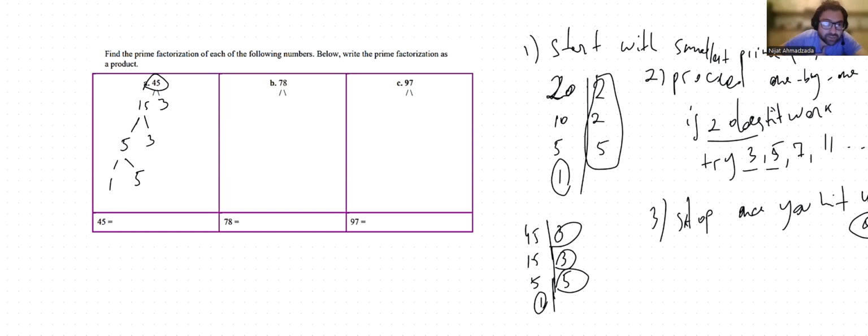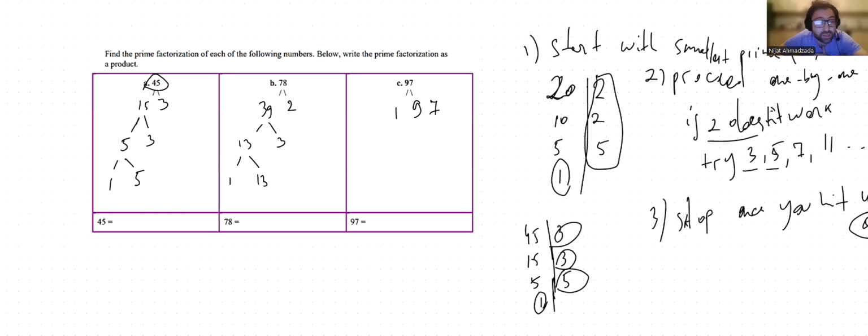So 78 is divisible by 2. The answer is 39. 39 is divisible by 3. Answer is 13. 13 isn't divisible by anything. Answer is 1. That's it. We stop. 97 isn't divisible by anything. You can check it out. It's not going to be divisible by anything.